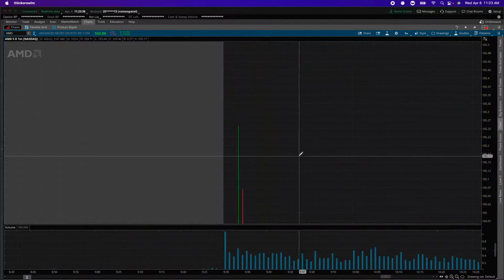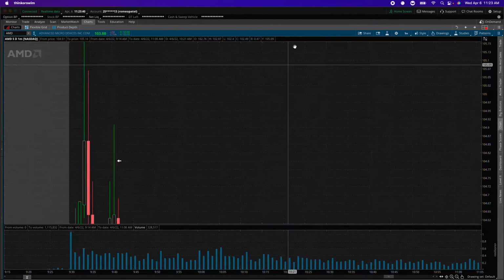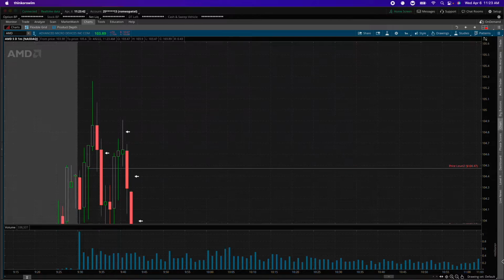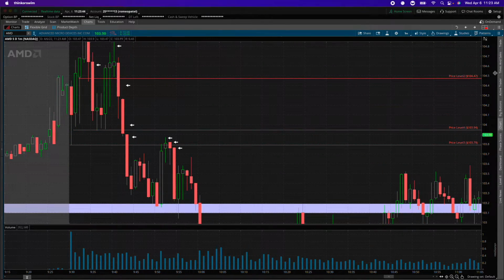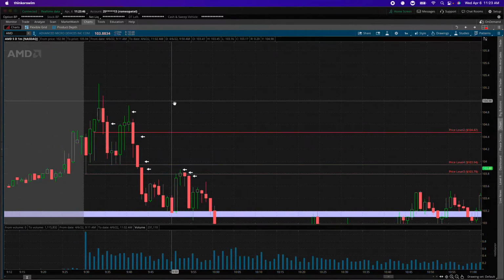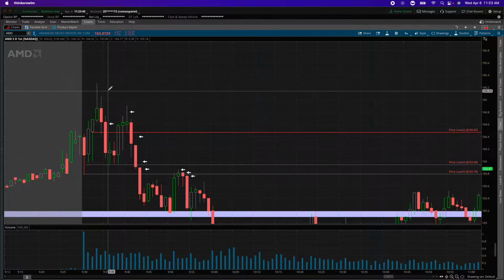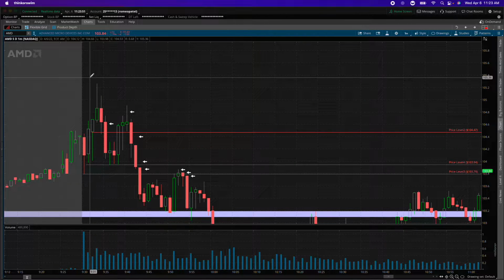Sometimes this TOS thing does make an impact. Doesn't really work as well as I'd like it to, especially on the Mac. There you go. See if I can get.